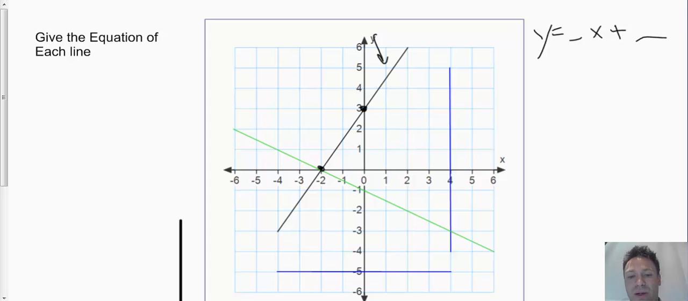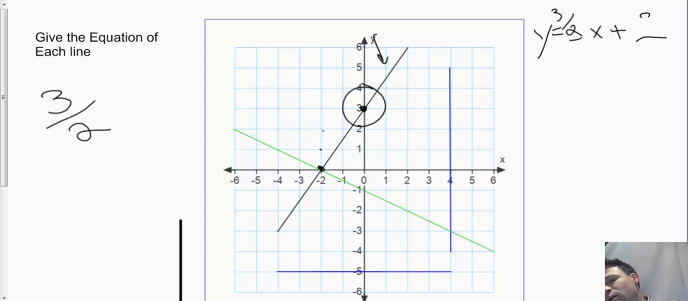So I'm going to find the slope. I'm going to go up 1, 2, 3, and to the right 2. That gives me a slope of positive 3 over 2. And where does this line cross the y-axis? Right there, positive 3. So my equation is y is equal to positive 3 over 2 x plus 3. All right. So now I'm going to go back, get rid of this, and we're going to look at the next line. I'll probably do just one more of these.